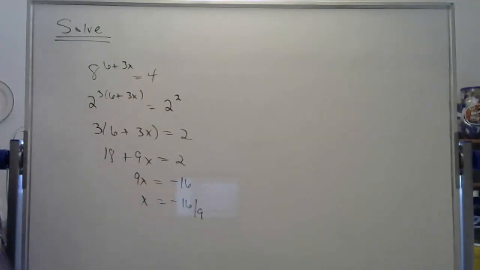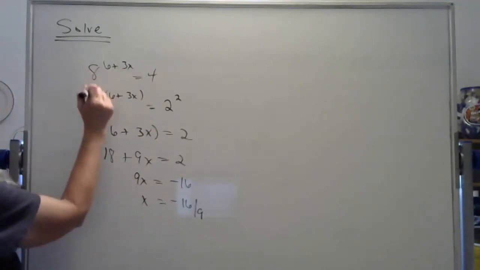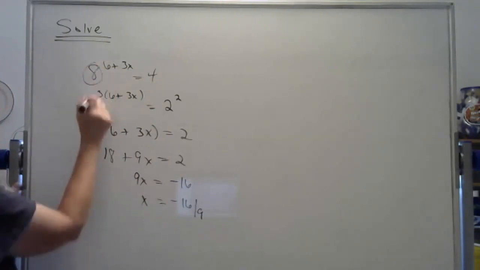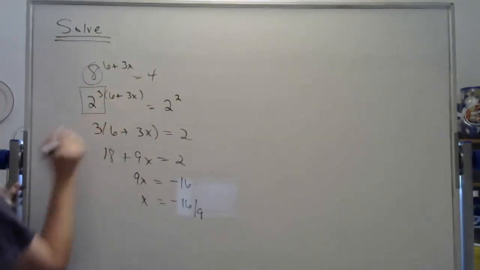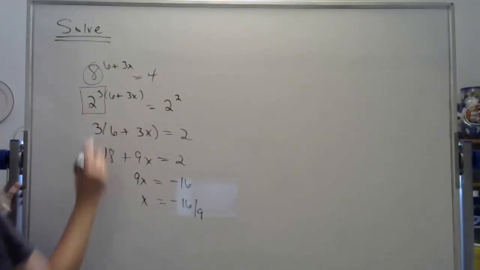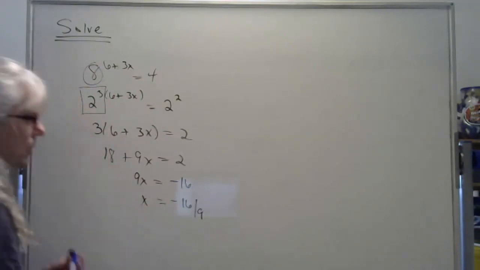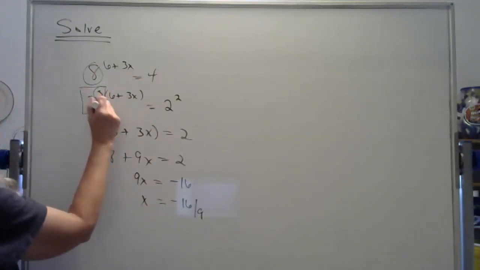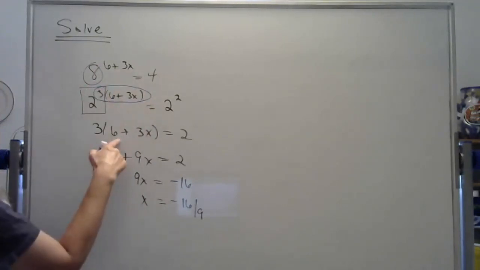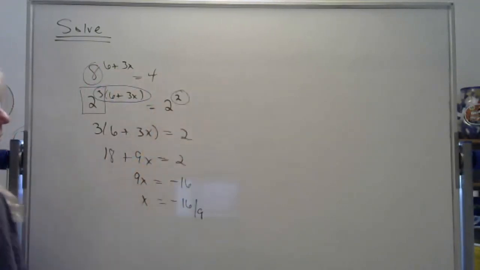Comments or questions? How did you get 3 parentheses 6 plus 3x equals 2? So from the previous line, we know that that 8 is this 2 to the 3rd, correct? Okay, so then what I'm going to do is pick up the exponents on both sides. So I'm going to pick up this 3 times 6 plus 3x, and then I'm going to pick up this 2. So what we're doing is just using the exponents alone. Okay, and then solve it from there.